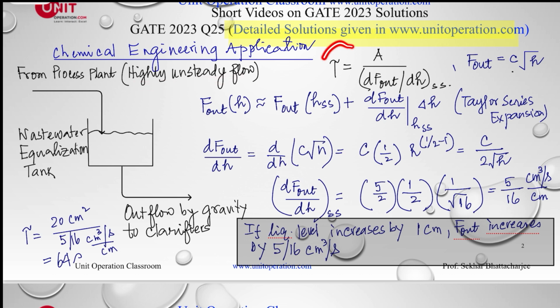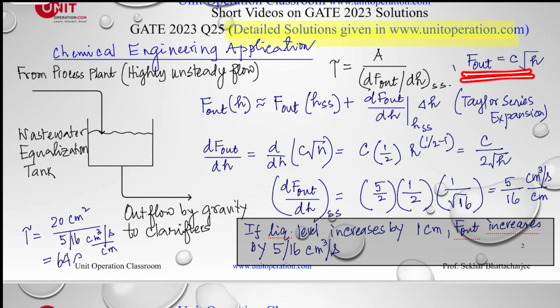The time constant of the system, tau, is really given as area divided by this derivative, which basically means: for one unit change in the height of the tank, how much does the outlet flow rate change. So this is the definition of tau. We can see how that is done again through deviation variables.